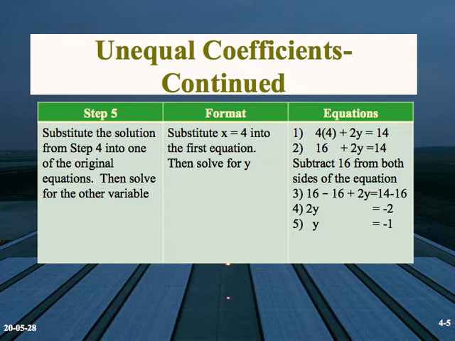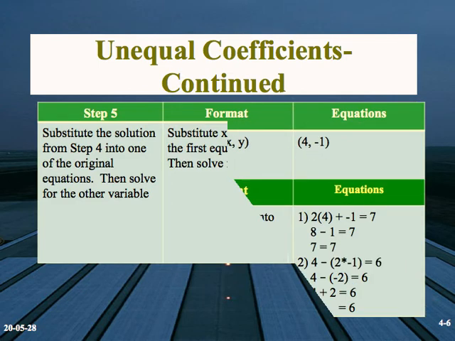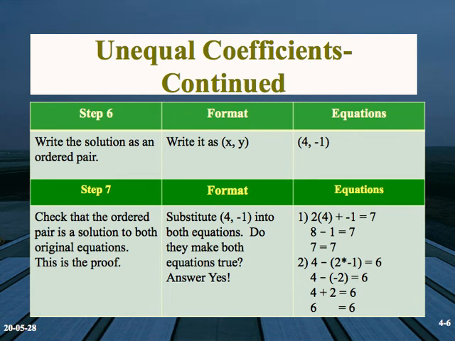So the first equation is 4 times 4 plus 2y equals 14. Second equation, 16 plus 2y equals 14. Subtract 16 from both sides of the equation. We end up with 2y equals negative 2 and y equals negative 1. So then we go on to step 6. You write the solution as an ordered pair. You write it as x comma y, or 4 comma negative 1.